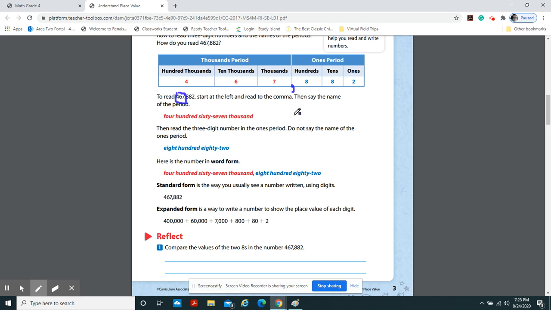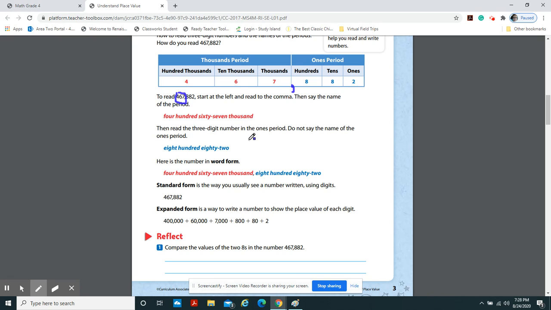So the first way to write a number is in word form. When we write a number, we write it the way we say it and hear it. So we break it down into periods to help us write it correctly. So the first period was 467,000. Word form uses only math number words.